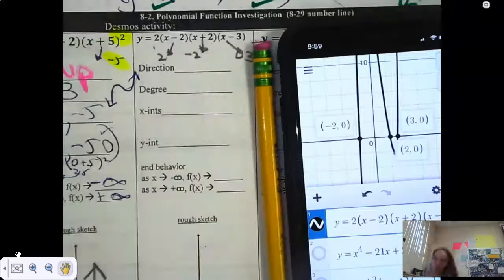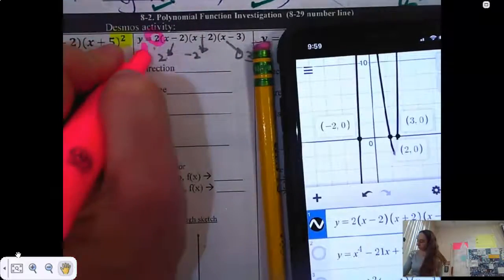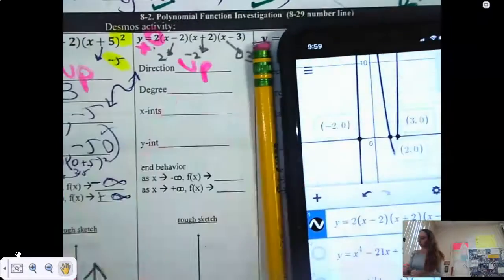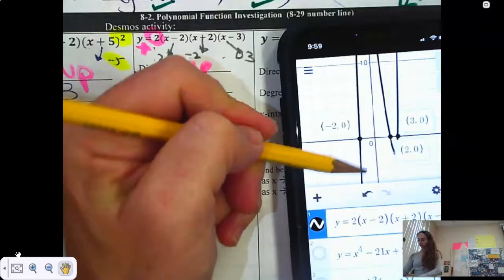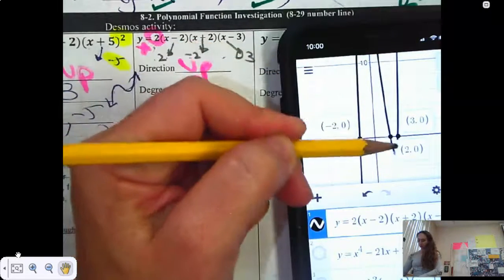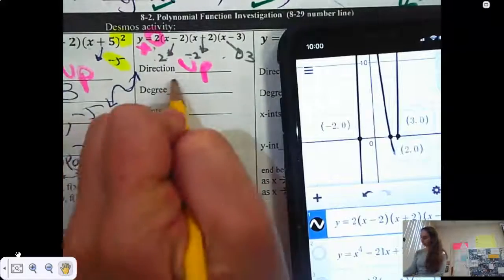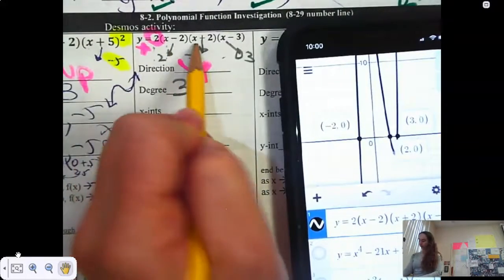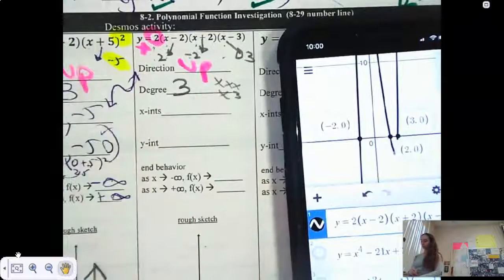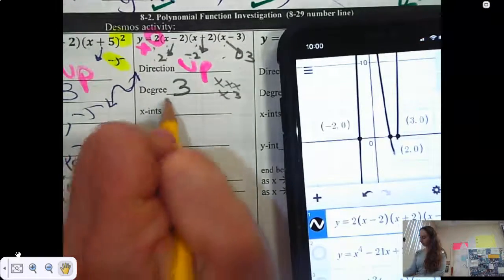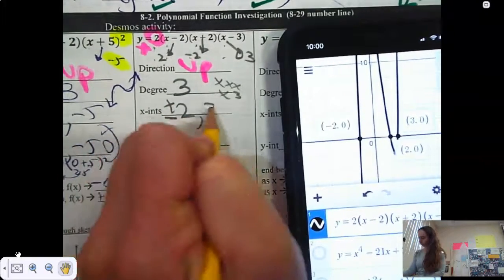So what's the direction? Well, remember what I said: if what's in front is positive, it's going to go up. So that's going to be up. The degree. Okay. Well, I have 3 zeros, 1, 2, 3, so that means that would be degree 3. I have one x, another x, and another x. That's x cubed, degree 3. What are the x-intercepts? Plus or minus 2 and 3.